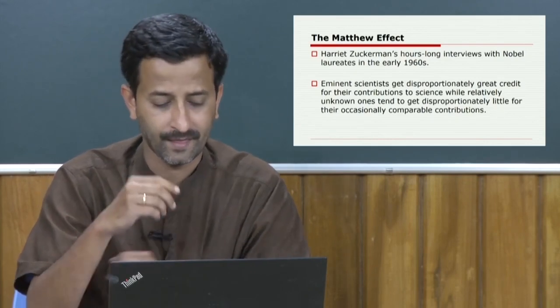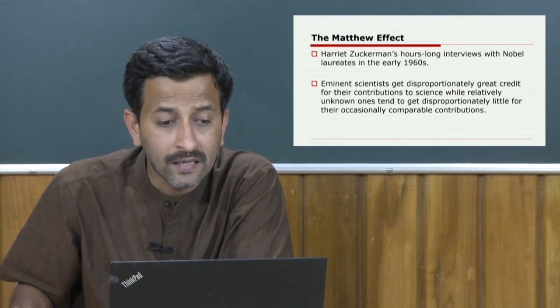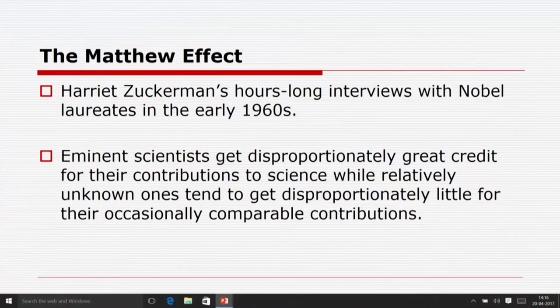Let us begin by noting a theme that runs through Harriet Zuckerman's hours long interviews with Nobel laureates in the early 1960s. As we have already discussed, Harriet Zuckerman was collaborator of Robert Merton. Merton banked on Zuckerman's interviews with Nobel laureates to posit inequalities in science. And it is repeatedly suggested in those interviews conducted by Harriet Zuckerman that eminent scientists get disproportionately great credit for their contributions to science, while relatively less known scientists tend to get disproportionately little for their occasionally comparable contributions.